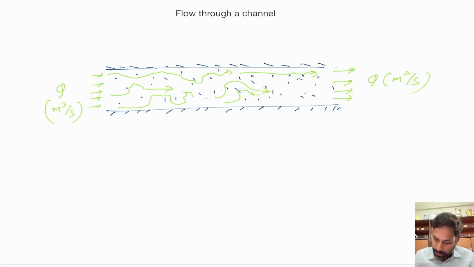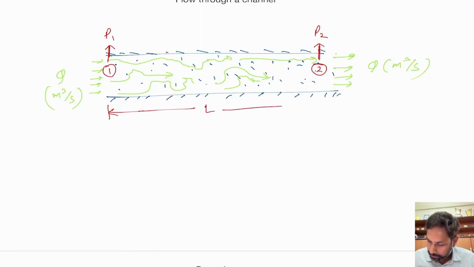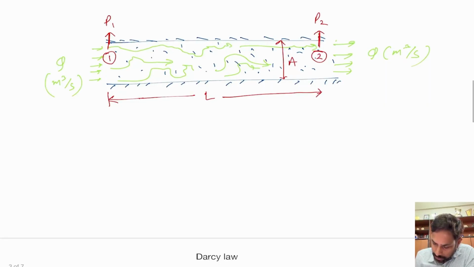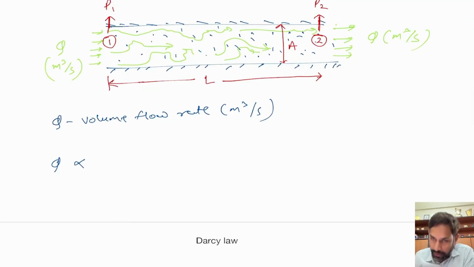Okay, so let's consider this is Q, and now we connect one manometer between these 2 points, point 1 and point 2. So here we read pressure P1, here it is pressure P2. So we connect a manometer or piezometer or some sort of pressure measuring device. Okay, and the length between these two is L, and the area between this gap is A. And now if you want to measure the flow, Q, which is the volume flow rate in meter cube per second, will be a function of, will depend on the pressure gradient.